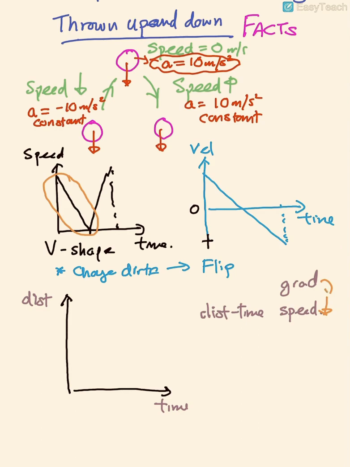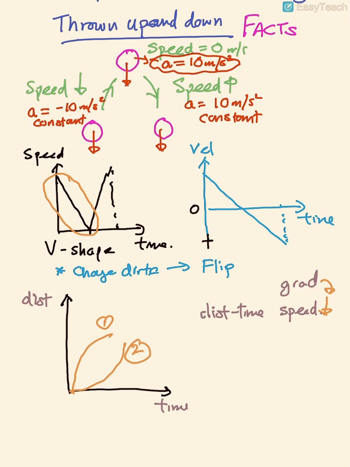Speed is decreasing, so the gradient is decreasing. That means I'm going to draw a graph which has a decreasing gradient. So is it like this? No, it's the other way. Decreasing means getting less and less steep. Never mind. Okay, so be careful.